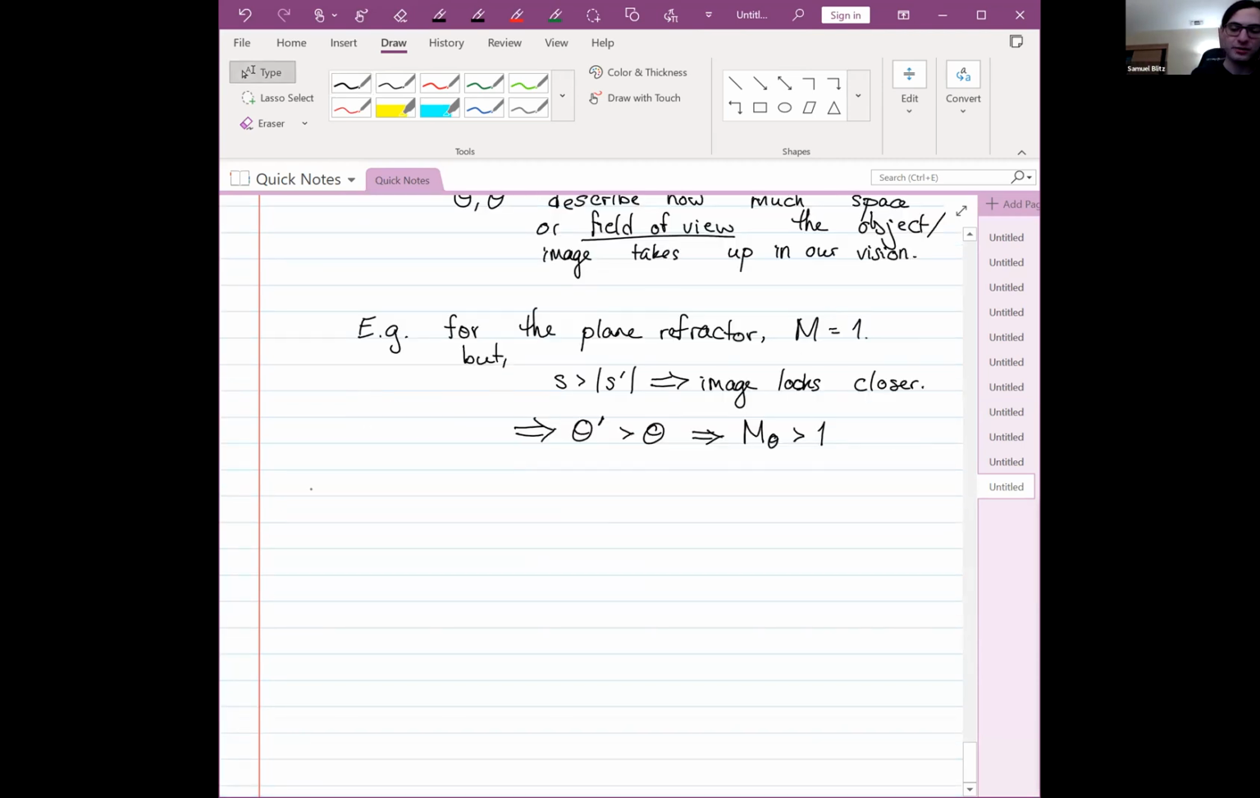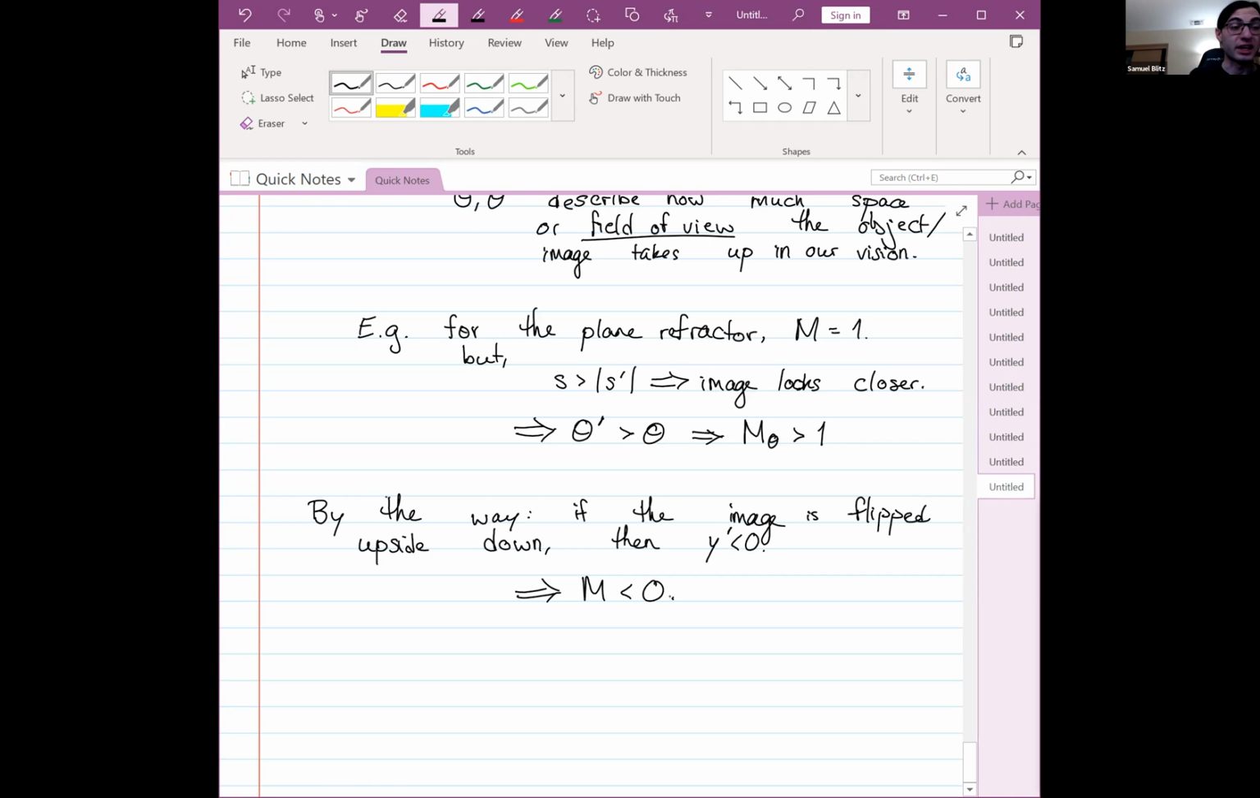By the way, just as an aside, if the image is flipped upside down, which can happen, then y prime becomes, sorry, not 0, y prime becomes negative. And what that does is it lets us say that the magnification is negative. We're going to see examples of this later. It doesn't happen in the case of planar reflectors or refractors, but it can happen for other situations that we'll see later.